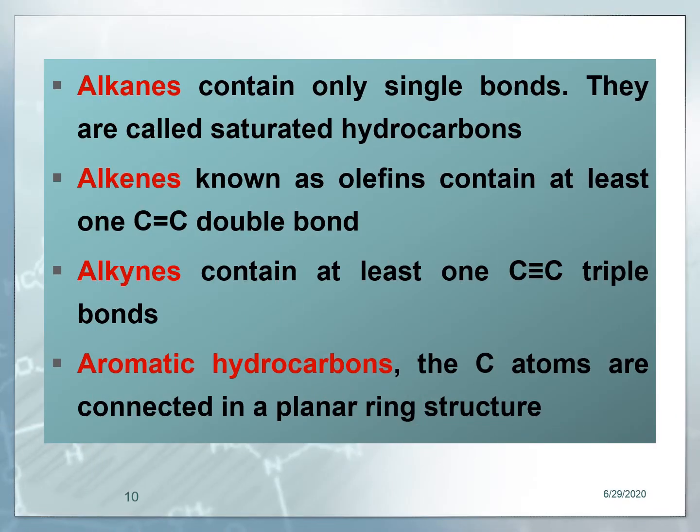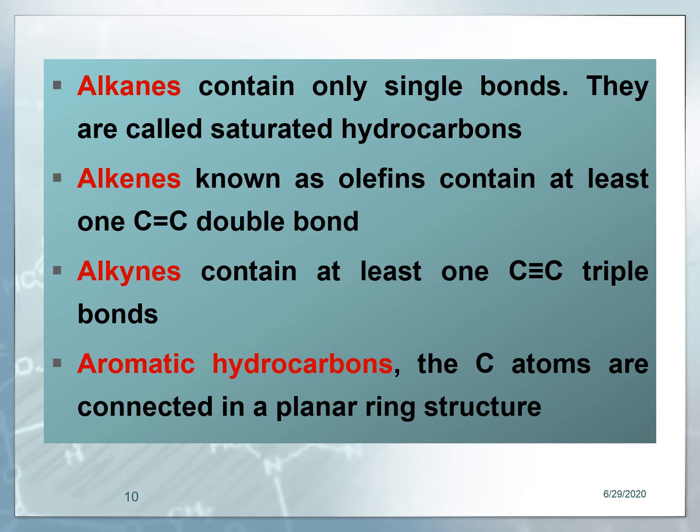Alkanes contain only single bonds. They are called saturated hydrocarbons. Alkanes contain the largest possible number of hydrogen atoms per carbon. Next, alkenes, known as olefins, contain at least 1 C=C double bond, for example ethylene, C2H4. Then, alkynes contain at least 1 C≡C triple bond, for example acetylene, C2H2.